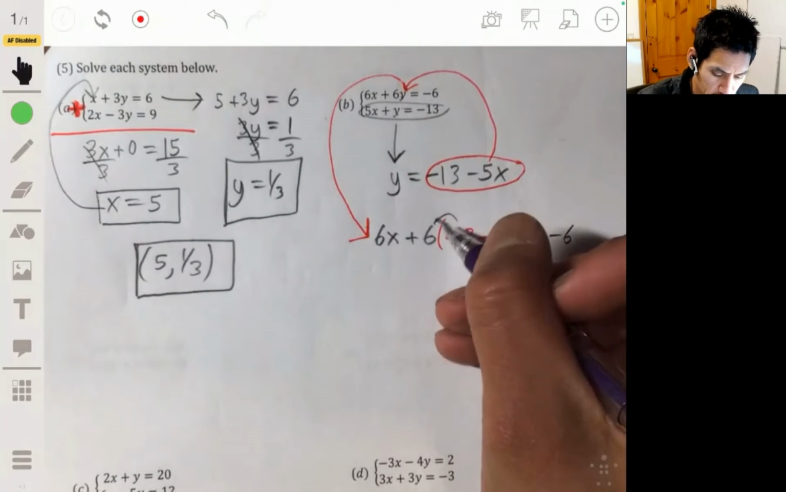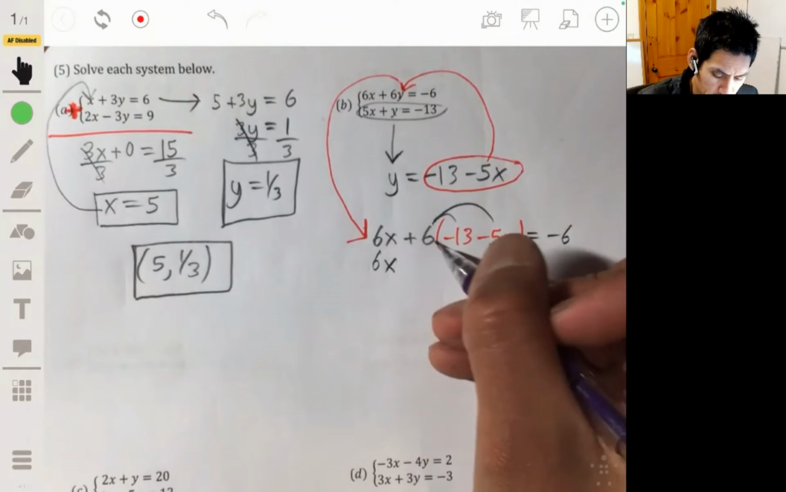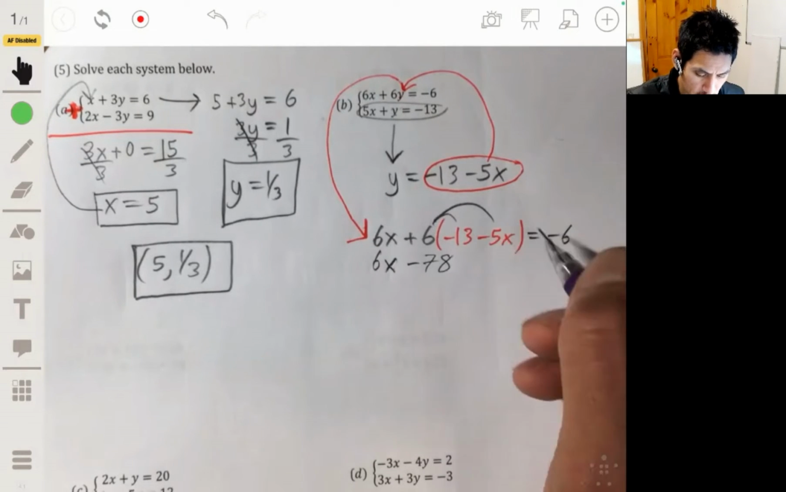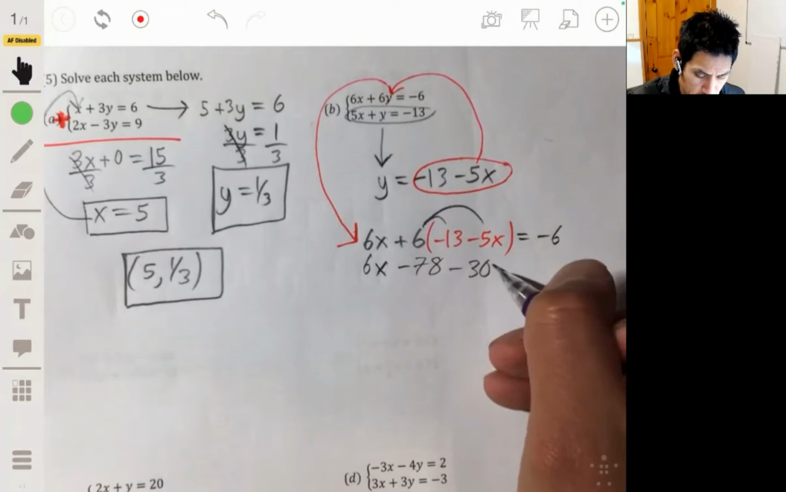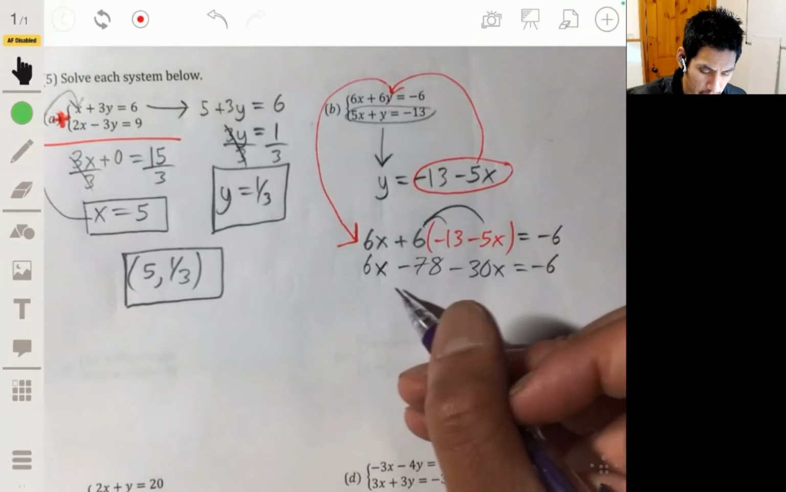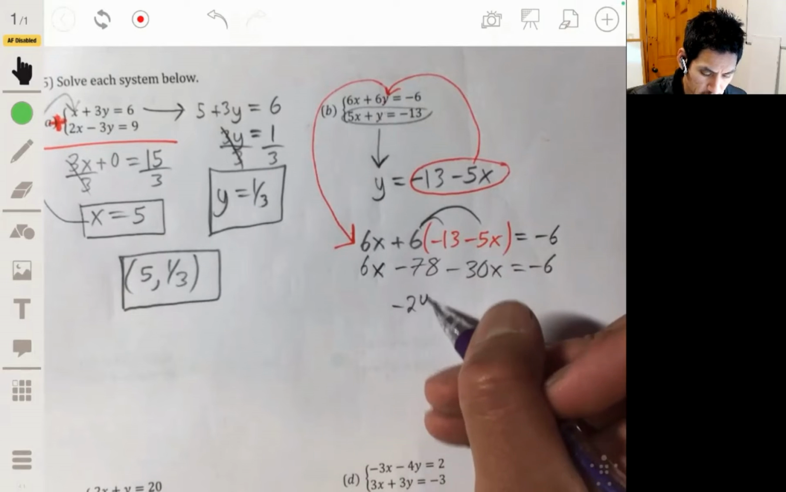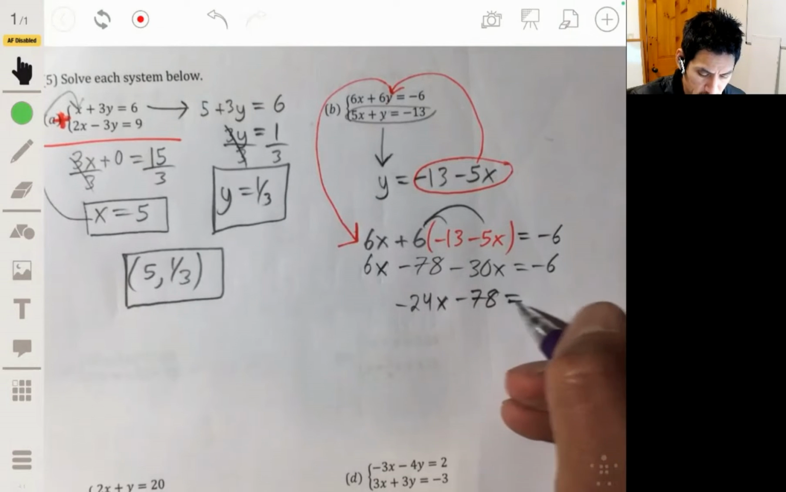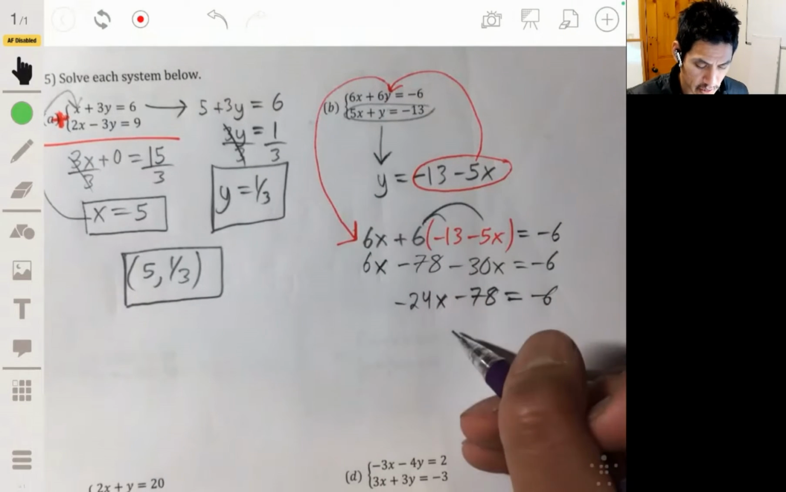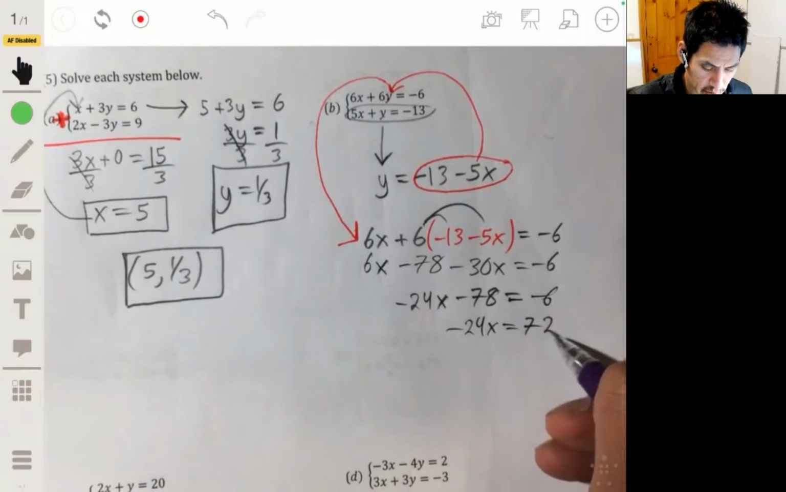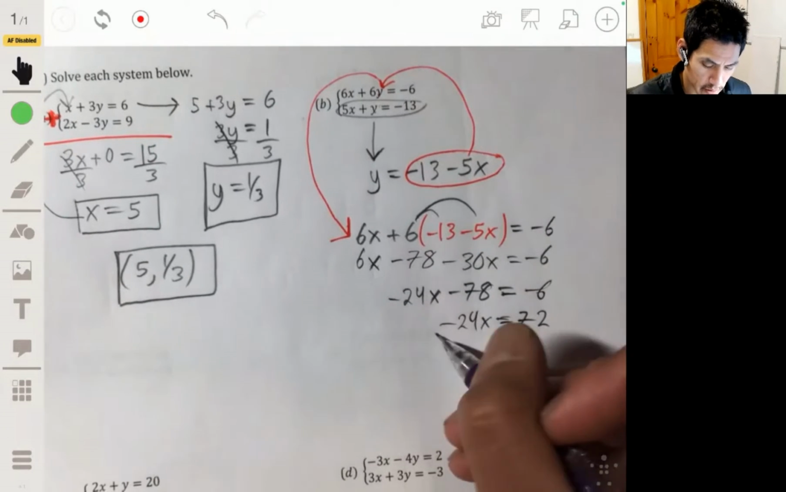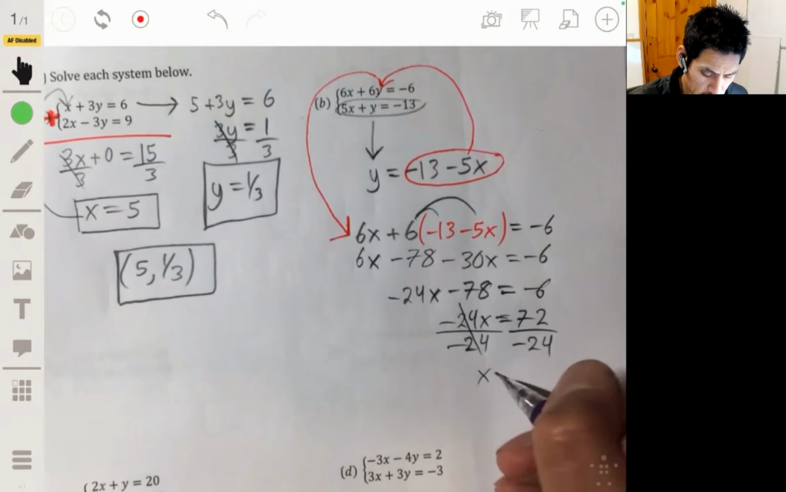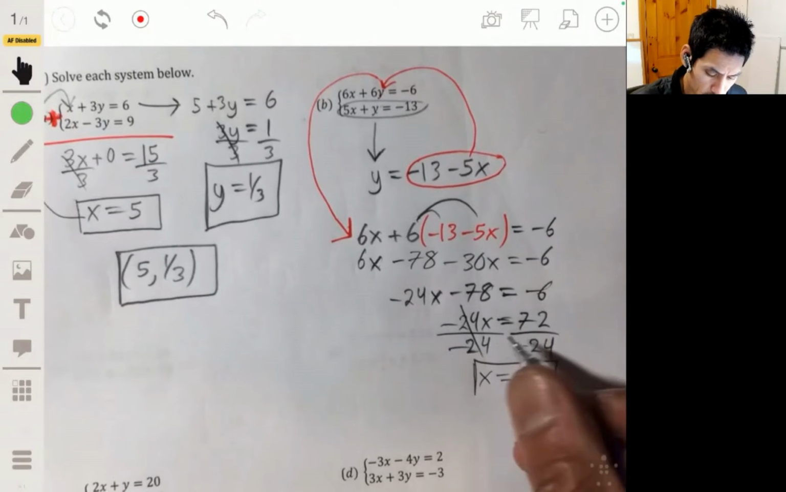And I just solve this for x. 6x distributing the 6, 6x minus 60 minus 78 minus 30x equals -6. Combining the x's, -24x minus 78 equals -6. Adding 78, -24x equals 72. Dividing by -24, I'll get x is -3. Whoa.